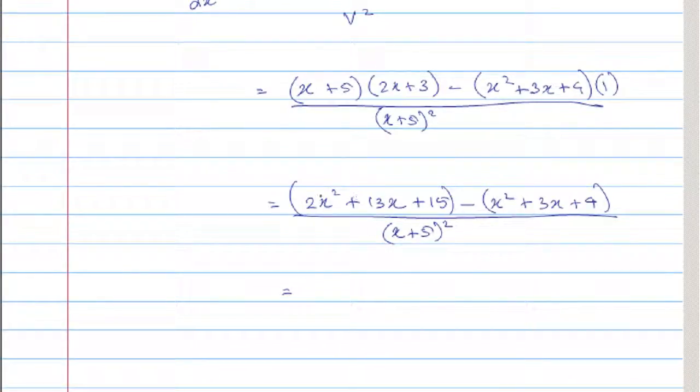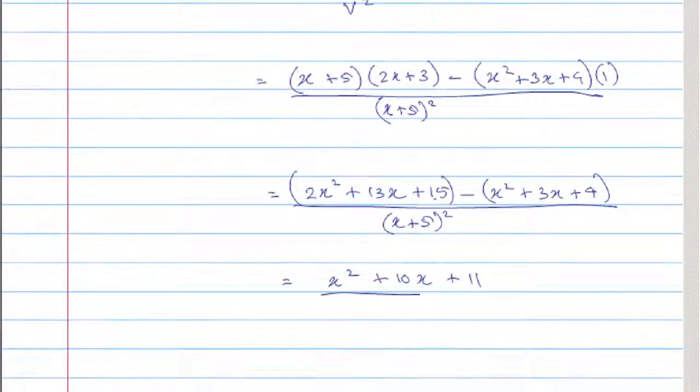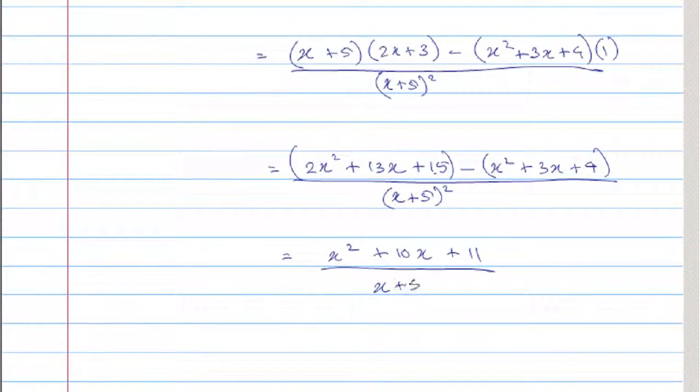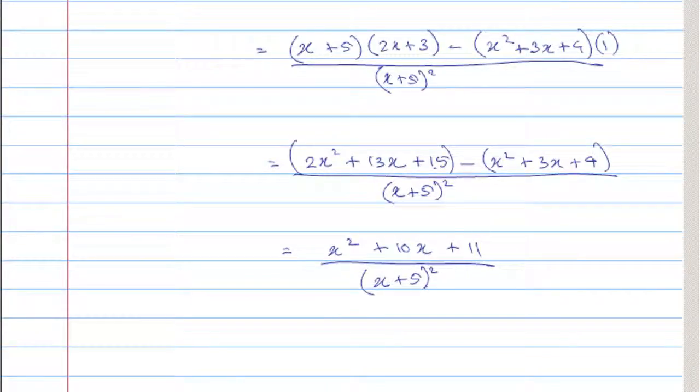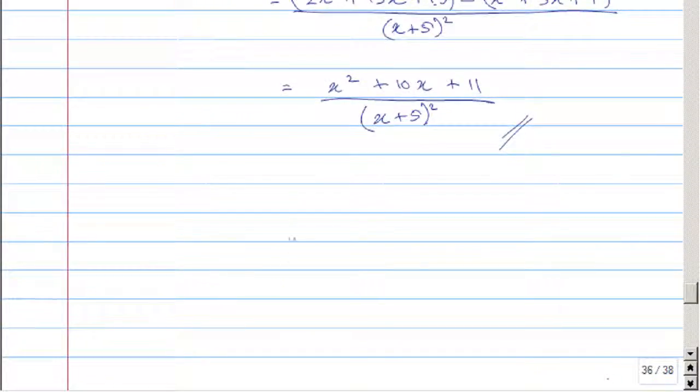And I can simplify the numerator because 2x squared minus x squared gives x squared. 13x minus 3x gives plus 10x. Then 15 minus 4 gives plus 11. Divided by x plus 5 squared. And I don't think we can factorize this one. No, I cannot factorize the numerator, so I'll leave it at that point. So that would be dy over dx.